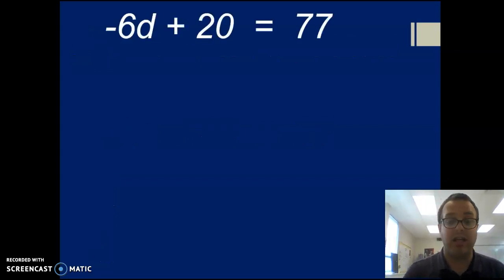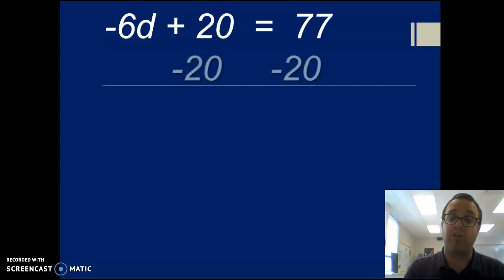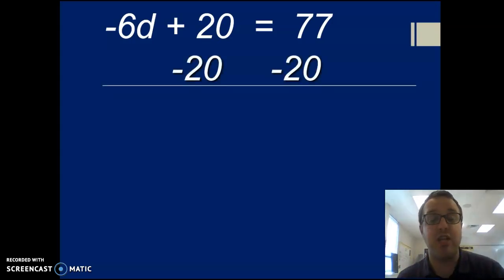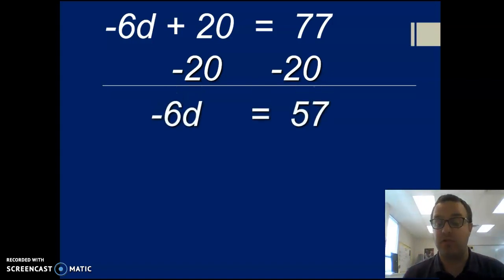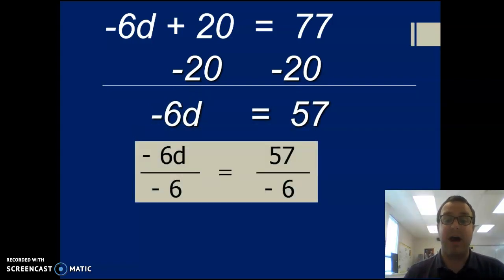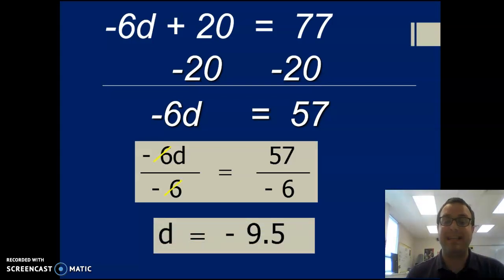What does that look like? Here's basically what that's going to look like. I'll take my equation, I'll start by subtracting 20 from both sides. That's the addition or subtraction. Subtracting 20 gets me to 0 to get rid of that, so I end up with this equation right here. Then I'll go ahead and divide both sides by -6. All right, that's my multiplication division step. I'll get rid of that, and I'll end up with my final answer. In this case, that's going to be that D equals -9.5.